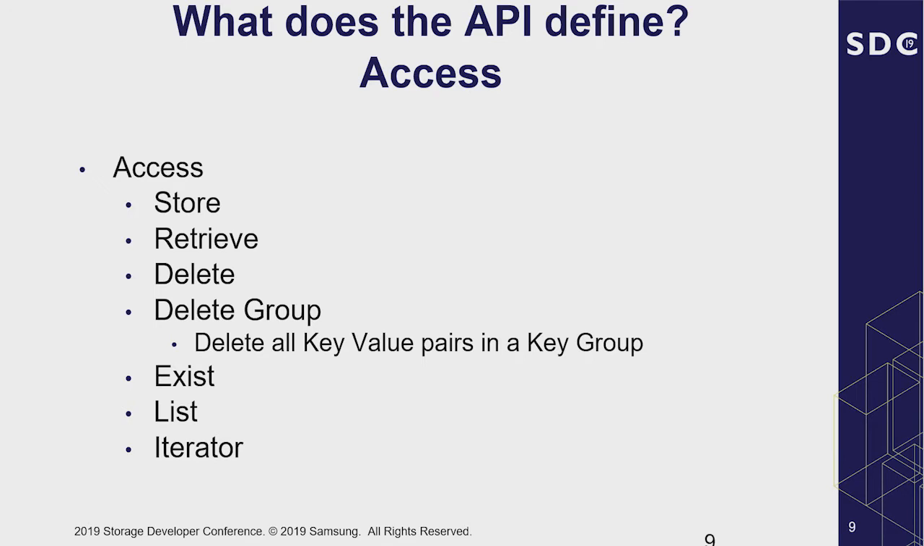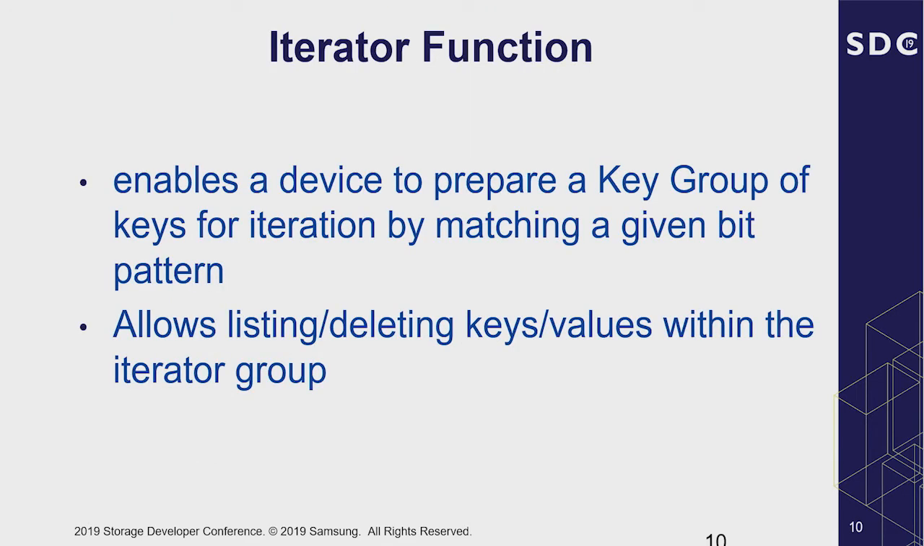Then there's an iterator, and I'll move into what the iterator function does. The iterator function is a mechanism to enable a device to prepare a key group of keys for iteration by matching a given bit pattern. So if I know what my key group is, this function allows me to go down to the device and say, by the way, here's the key group that I want to have. It allows the device to then say, oh, so that's your key group.